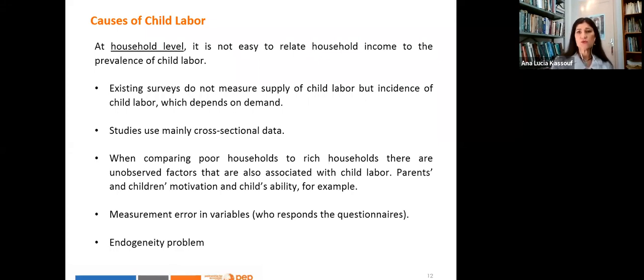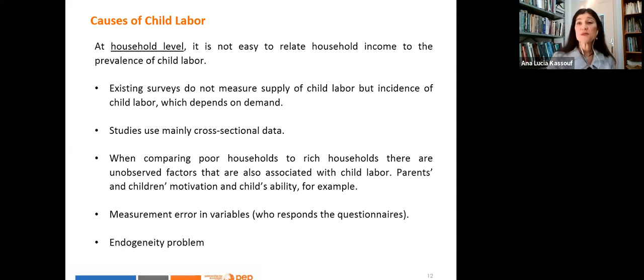Also, studies use mainly cross-sectional data. It's hard to find panel data in poor countries, which could help to isolate effects. When comparing poor households to rich households, there are many unobserved factors that are associated with child labor, like parents' and children's motivation, child ability, and many others that are hard to control and not measurable.